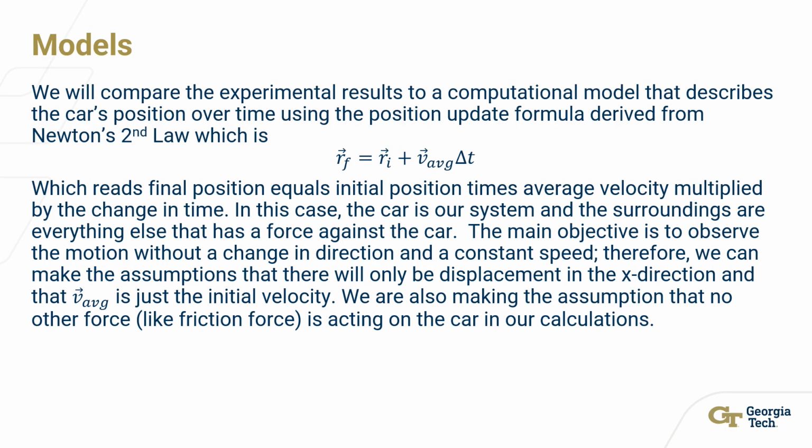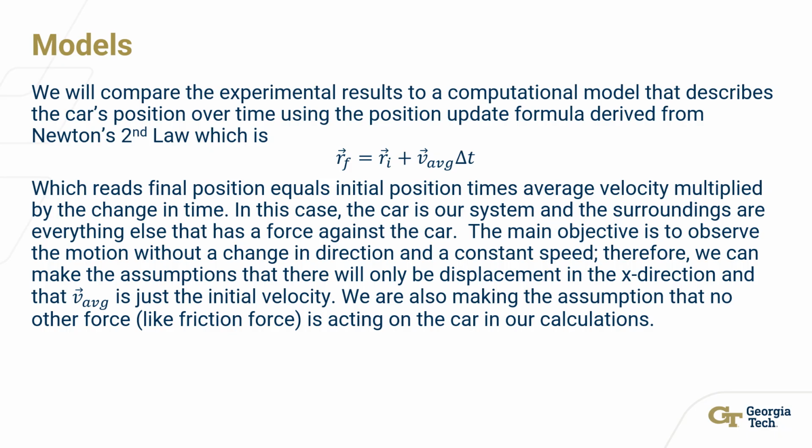We will compare the experimental results to a computational model that describes the car's position over time using the position update formula derived from Newton's second law, which is: final position is equal to initial position plus v average times the change in time. In our case, the car is our system and the surroundings are everything else that has a force against the car, which would be the track that it runs against.